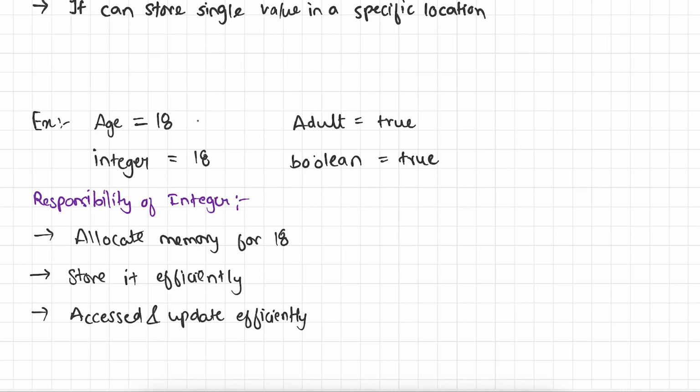Similarly, if I want to store any value whose possible values are true and false, in those cases programming languages provide the Boolean data structure that can help us store such type of information like true and false. When we use these data structures, they have some responsibilities. For example, if I store 18 in integers, then it is the responsibility of integers to allocate memory for 18 in the RAM. And it is the responsibility of integers to store that data efficiently so that we can access and update that data effectively and efficiently. Okay, so far so clear.